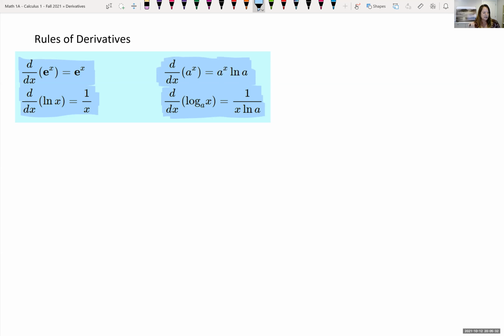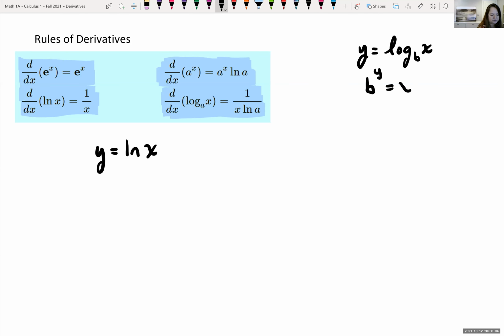Okay, so let's look at the derivative of the natural log of x. And so let's say that y is equal to the natural log of x. Maybe we should recall the definition for logs. So if we have y equals log base b of x, we can write this in exponential form. We take the base of our log raised to the other side, y, is equal to x.